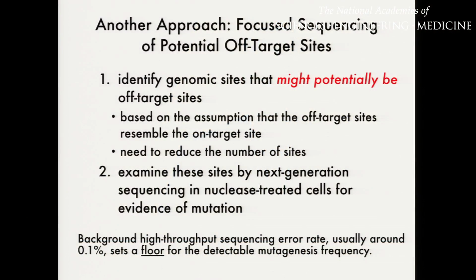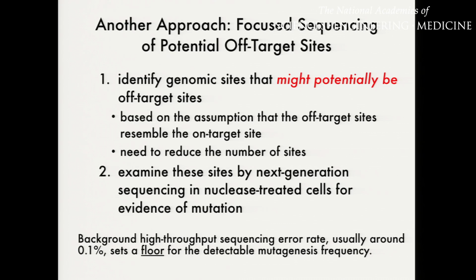Another approach that we and others have used is targeted sequencing of off-target sites. This is a two-step approach where first you identify the genomic sites that might potentially be off-target sites by computational prediction. This is based on the assumption that the off-target sites resemble the on-target site, and there's really a need to reduce the overall scope of the search by using these computational methods. You can imagine that as you go out to off-target sites that might have several mismatches, 5 or 6, you're starting to look at potentially thousands, tens of thousands of sites, or even more in the context of a whole genome. The next step would be to examine these sites by next-generation sequencing in cells that have been treated with the nuclease for evidence of mutation.